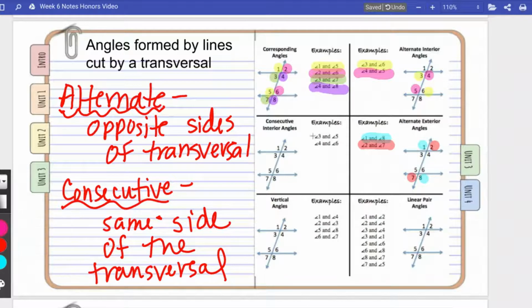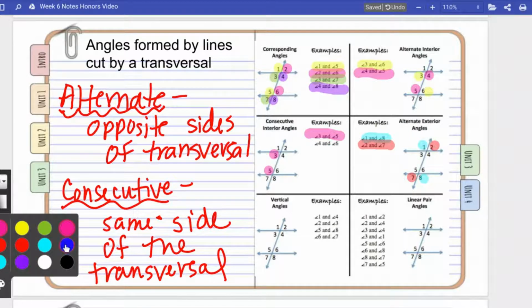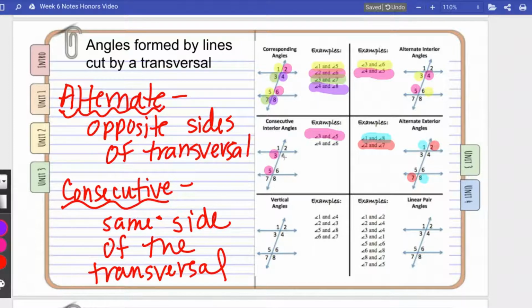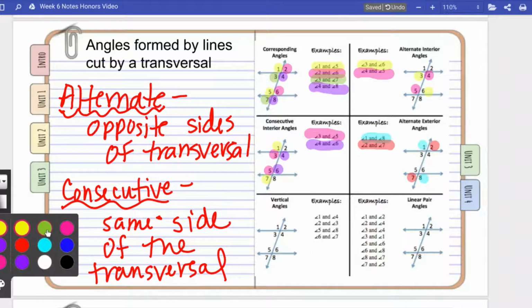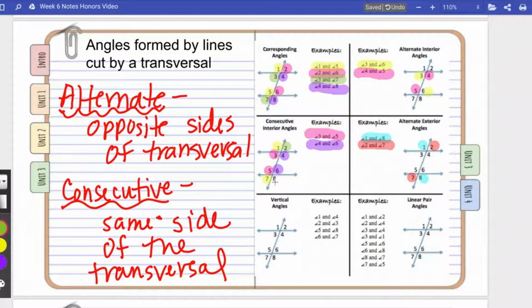Consecutive interior, 3 and 5, that means they're in a row and they have to be interior, so in between your two lines. The other set of consecutive interior would be 4 and 6. Consecutive exterior would be like 1 and 7, or 2 and 8. Those are consecutive exterior. Don't forget about your vertical angles and your linear pairs.